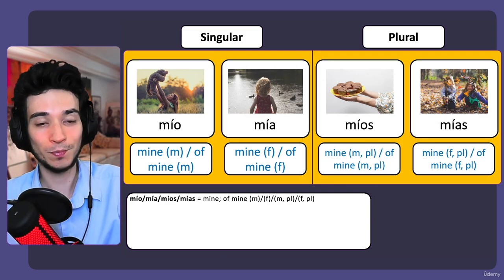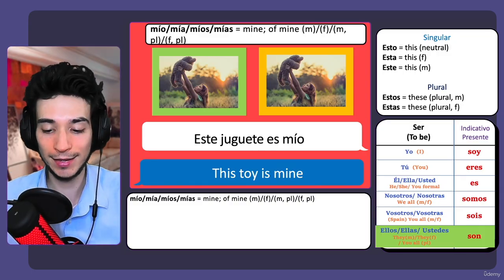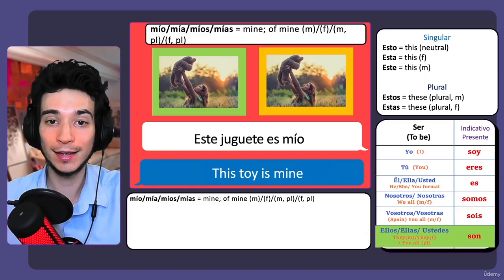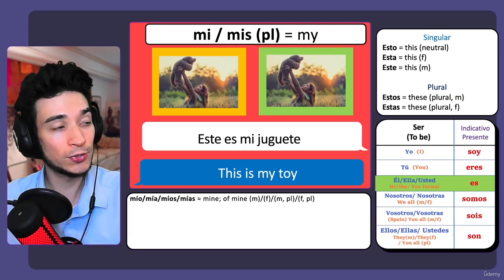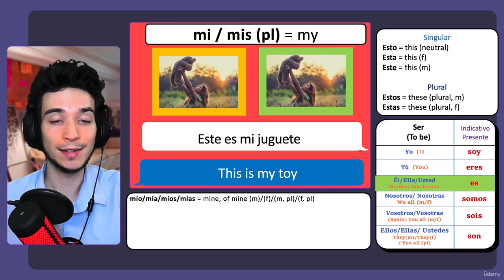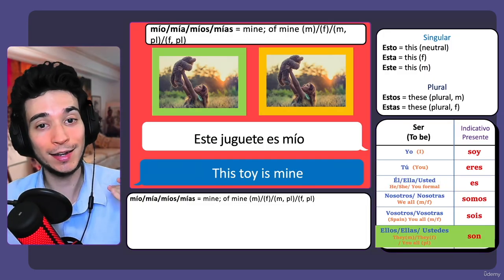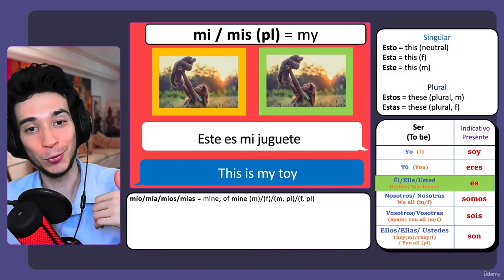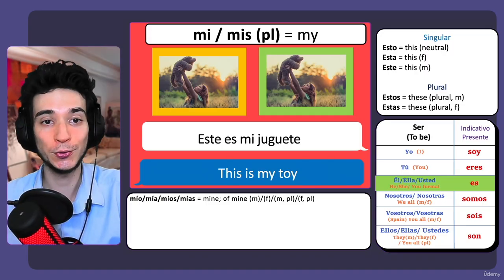Okay, let's try the examples. The first one we have is este juguete es mío. This toy is mine. And if we try the previous examples from the previous lesson, you can also say este es mi juguete. This is my toy. Or you can say este juguete es mío. This toy is mine. So the meaning is the same, the words are a little different. This happens in English and in Spanish too.